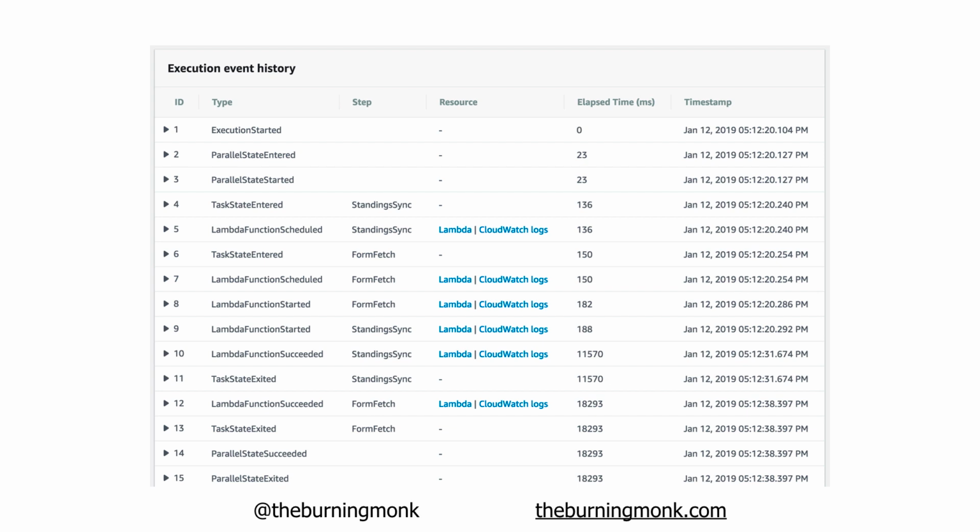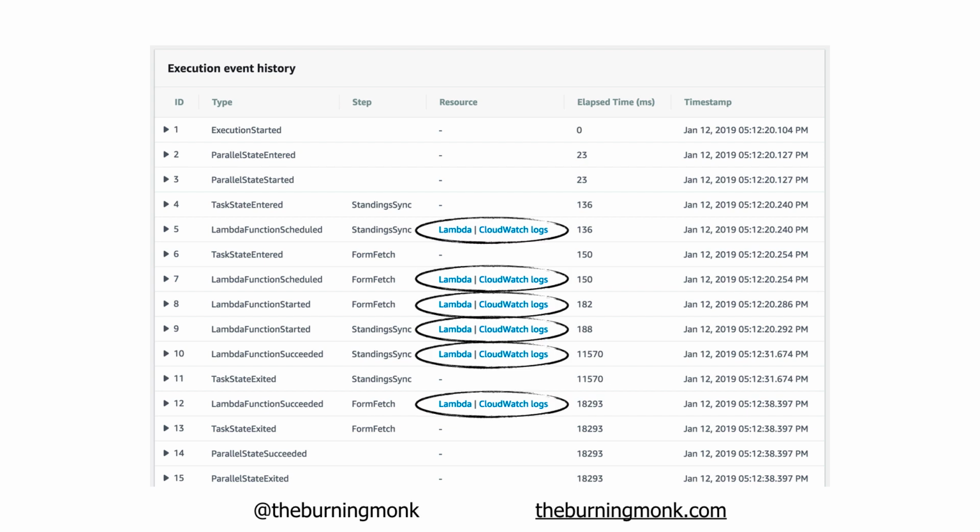In terms of the audit, it comes with some audit history out of the box, and it records up to 25,000 events in the history. So when an execution started and when it ends, and whenever a single step started, when it ends, all of that are recorded. And when you're using a Lambda function to execute a particular step in your workflow, you can also have this shortcut to the CloudWatch logs for that particular function.